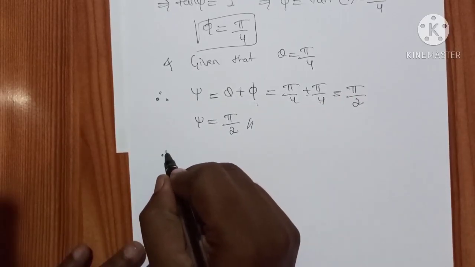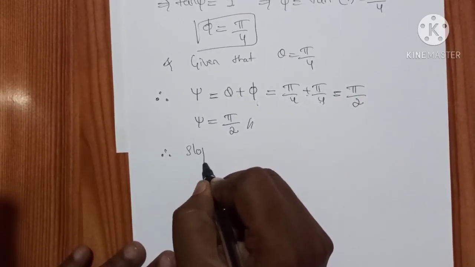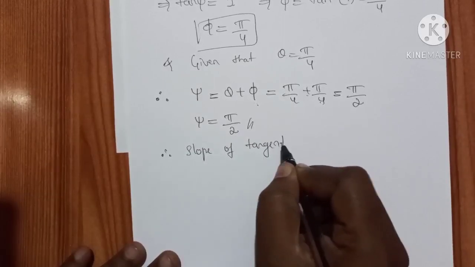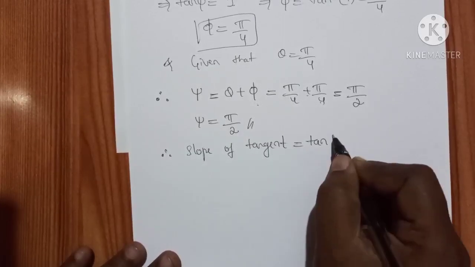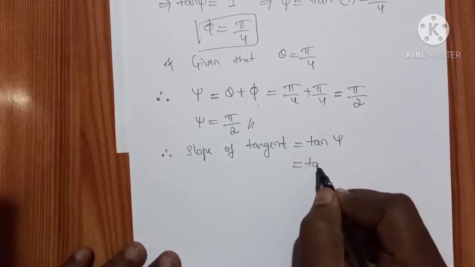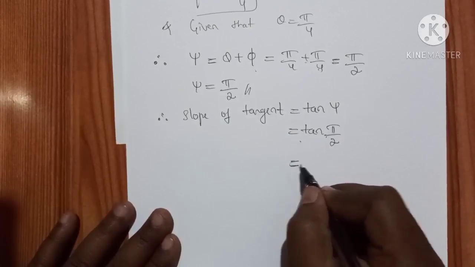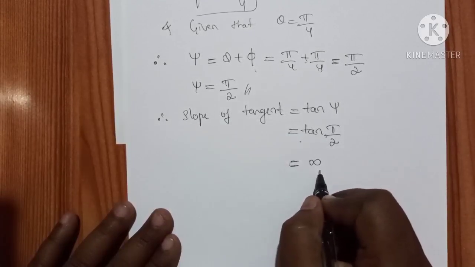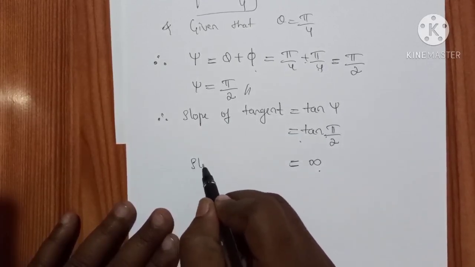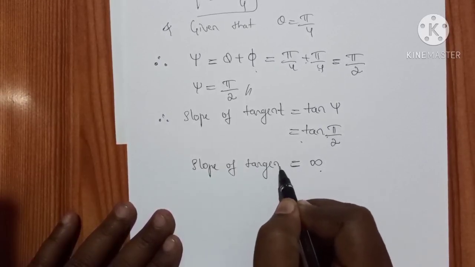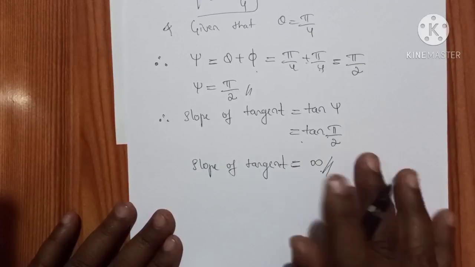Therefore, the last step is the slope of the tangent equals tan psi. Here psi value is pi by 2. Tan of pi by 2 value is equal to infinity. Thus the slope of the tangent is infinity. Got it?